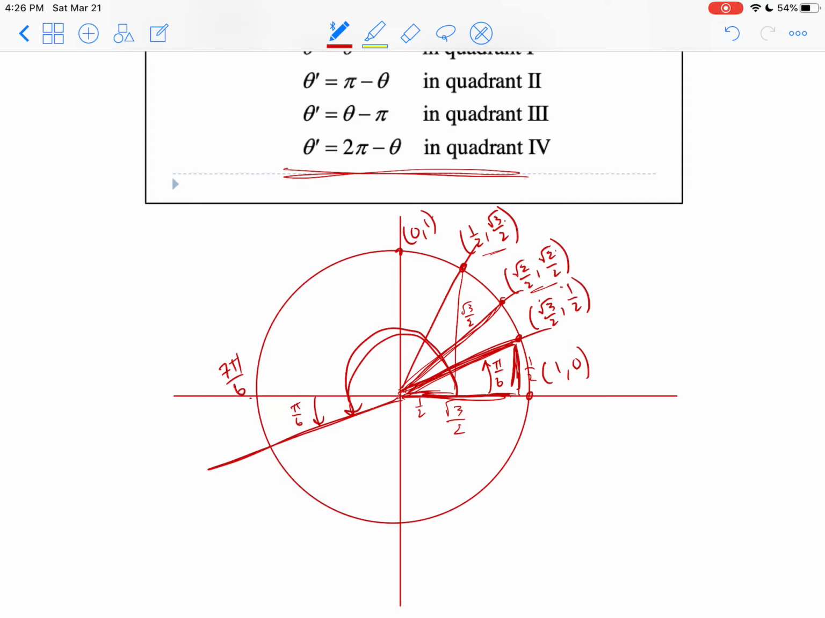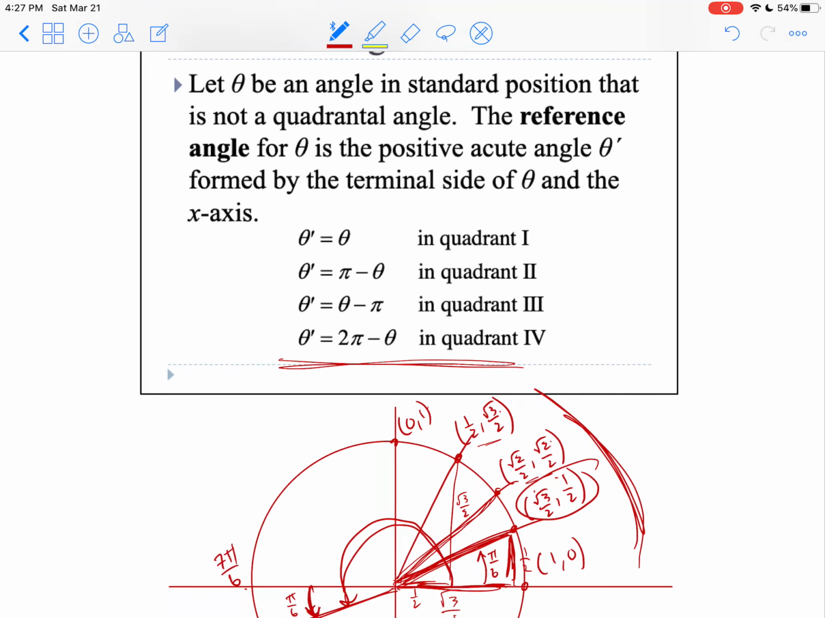But in my head, I'm not thinking of this as 7 pi over 6. I'm just thinking of it as pi over 6 in the third quadrant, which in the third quadrant, any of my points should have a negative x and a negative y value. So I can still use these values. They're just going to be negative. So this is going to be negative root 3 over 2, negative 1/2. That's this point right here. If we're talking about 7 pi over 6, that's this same angle. I'm referencing back the angle that was in the first quadrant to find the values in my other quadrants. That's what reference angles are about.